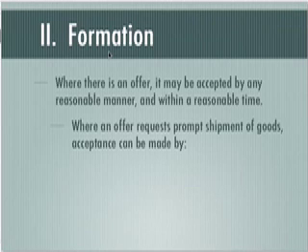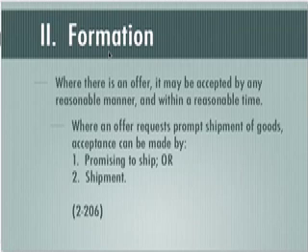Here's an example. When an offer requests, and this is right out of the code, this is one of the sections of the code. When an offer requests prompt shipment of goods, acceptance can be made by promising to ship or just shipping. All right, and you see below there on the screen 2206. Those are references to code sections. You're not going to be responsible for knowing the code section, so I'm never going to say what does 2206 say.